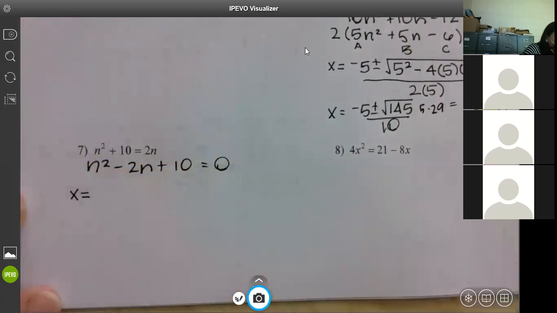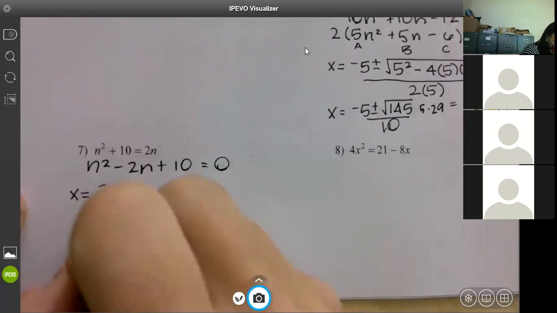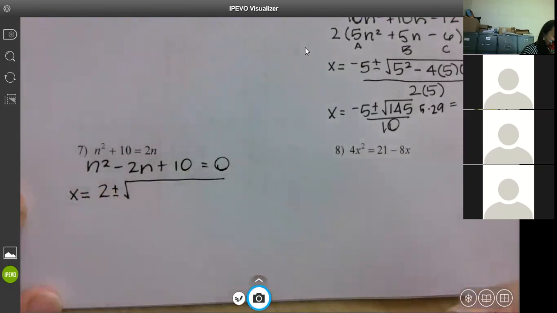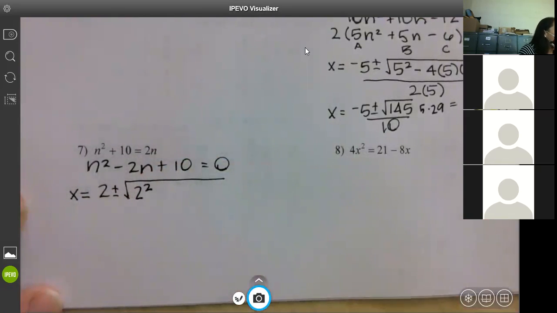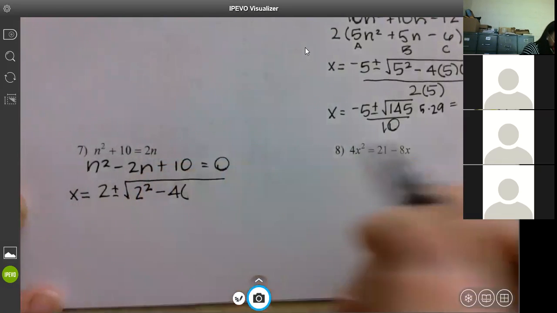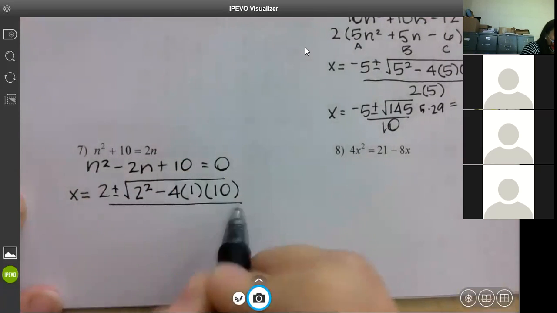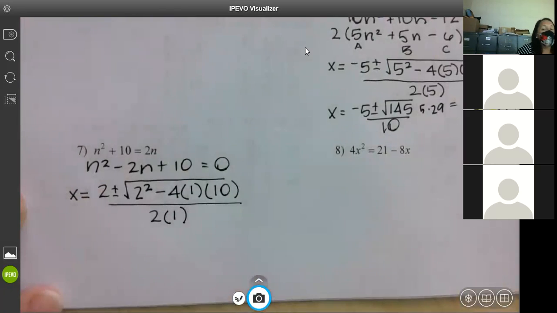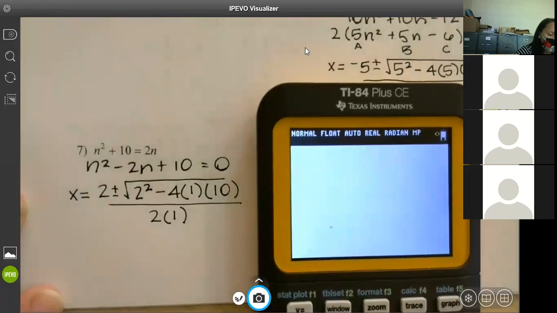So X equals, what are my numbers? X equals 2 plus or minus big fat square root of 2 to the second, and remember I changed that sign so I don't screw it up. It's going to be positive anyway, so it doesn't matter. Minus 4 times 1 times 10, all over 2 times 1. Go back to your calculator. If you can do it in your head, you can do it in your head. Minus 4 times 1 times 10 gives us negative 36. Ooh, negative 36.